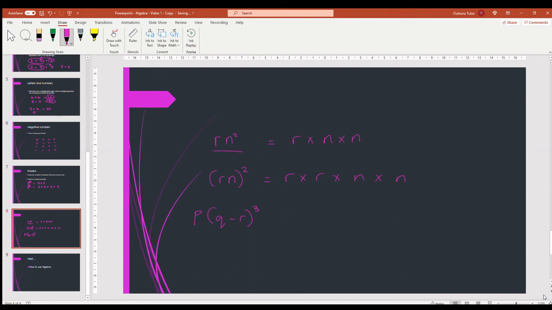So in this example, only the bracket is cubed, not the p. So this would be the same as p multiplied by the bracket q negative r multiplied by the bracket again and again.